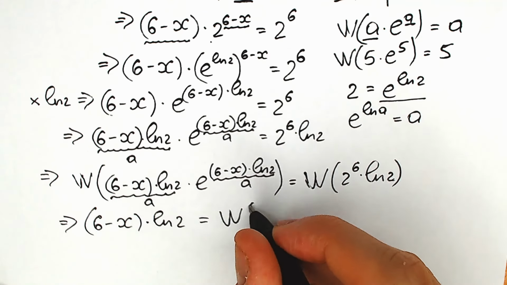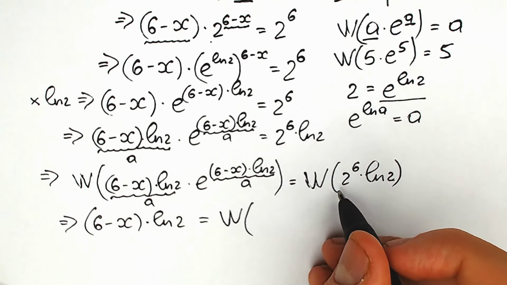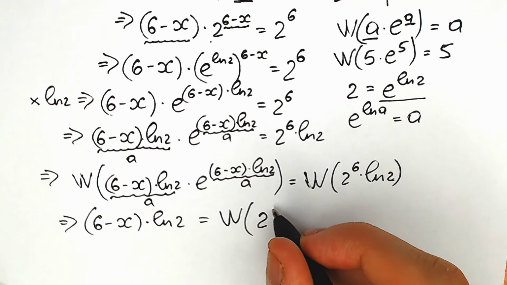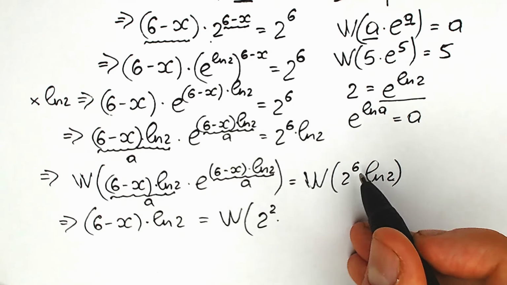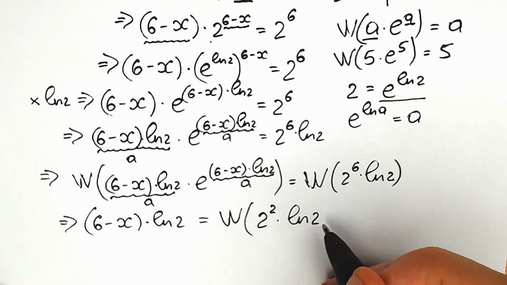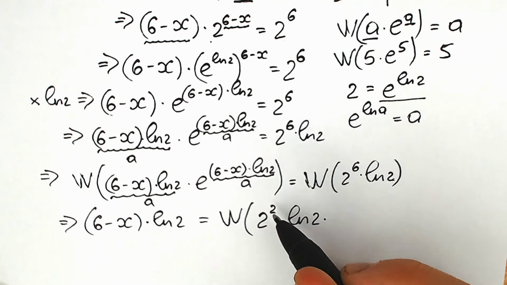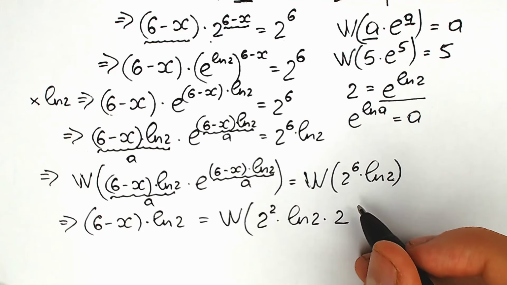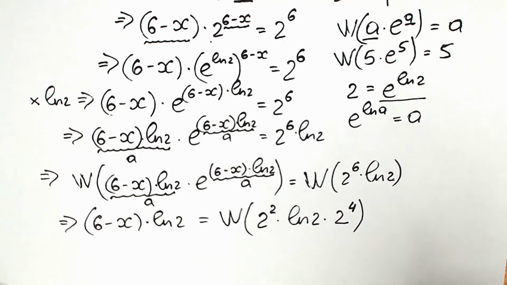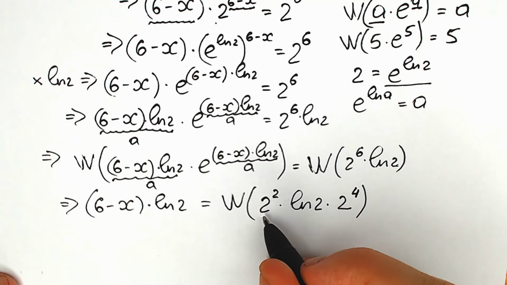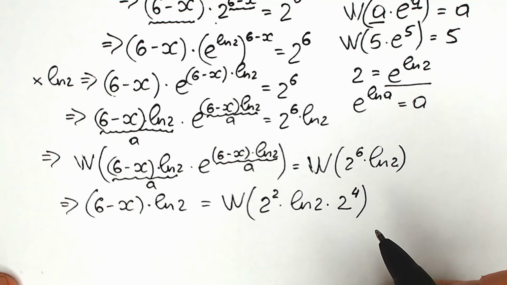So we have the Lambert W function of, instead of this 2 to the power 6, I'm going to write 2 squared. In the second position, I'm going to write natural log 2. On the right side, don't forget that we will split 2 to the power 6 into 2 to the power 2, and we need to multiply it by 2 to the power 4. Okay, so I really hope you understand this step. 2 to the power 2 times 2 to the power 4 equals 2 to the power 6.